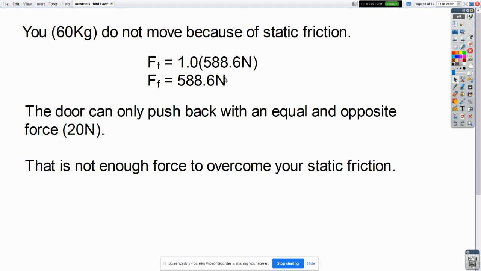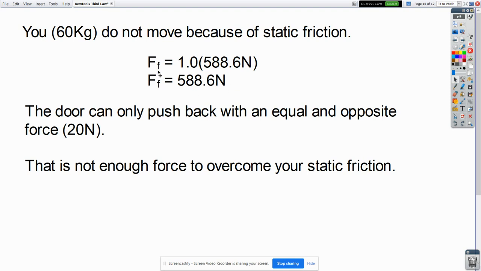Going back to our friction video, you can go watch that one if you need to better understand this equation here. Force of friction is equal to the coefficient of friction times the normal force. If you weigh 60 kilograms, the normal force would be 588 newtons. It's equal to your weight. That number comes from taking the 60 kilograms times the acceleration due to gravity, 9.81 meters per second squared. That's where the 588 newtons comes from. Again, the 1.0 comes from a table of coefficient of frictions. Again, if you don't understand that equation, go back and watch the friction video.